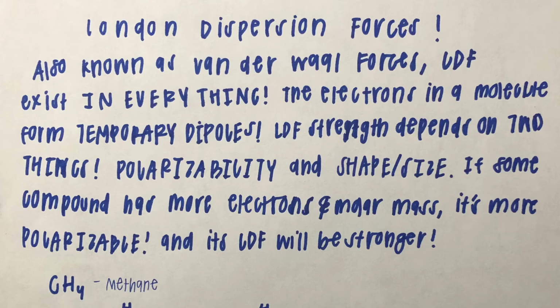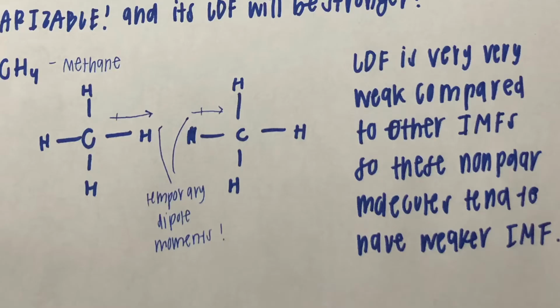The most important one is polarizability. If a compound has more electrons and also more molar mass, it's more polarizable, and its London dispersion forces will be stronger. London dispersion forces are very weak compared to other intermolecular forces, so nonpolar molecules tend to have much weaker intermolecular forces. Our example here is methane. As you can see, there are temporary dipole moments which allow for the interactions to occur.